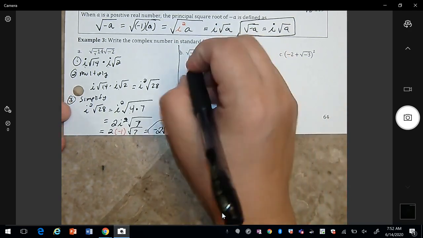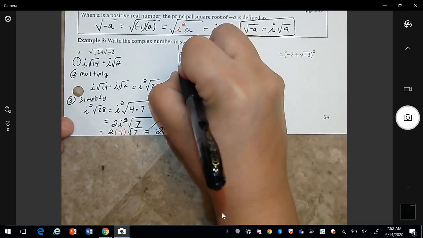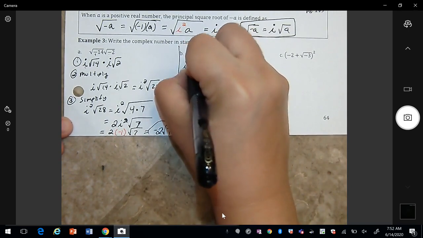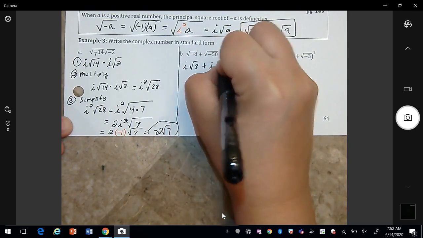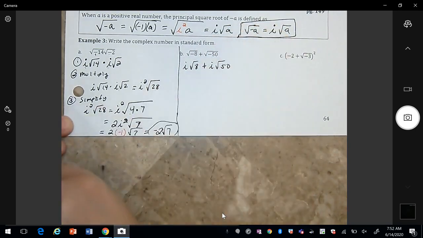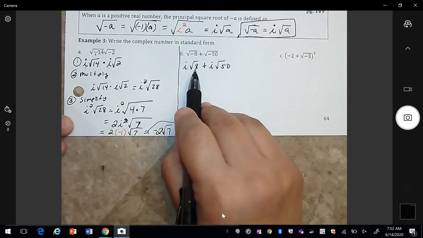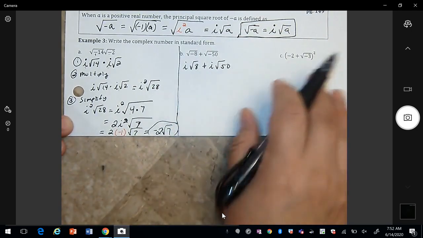Okay, so let's try this one here. Again, first take care of these negatives. So I get i square root of 8 plus i square root of 50. To add two radicals, the radicands, the numbers inside, have to be the same.